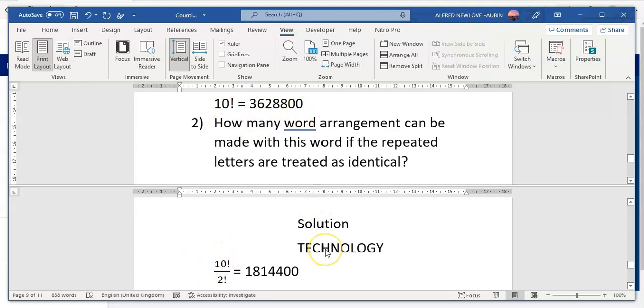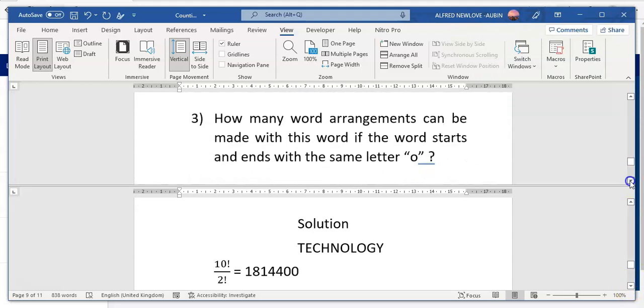But if you treat them as identical, the same, we are going to divide it by the letters that are repeating. So this letter O is repeating how many times? 1, 2, so it's 2 factorial. And if you simplify, you get that one. Okay, next question.